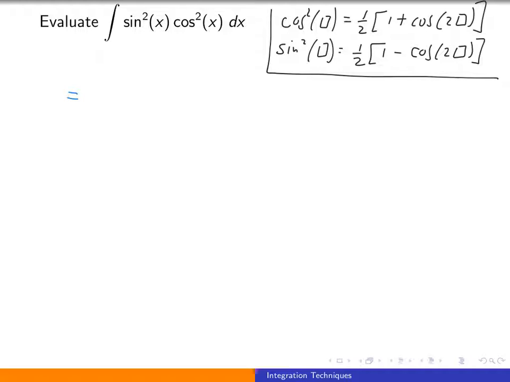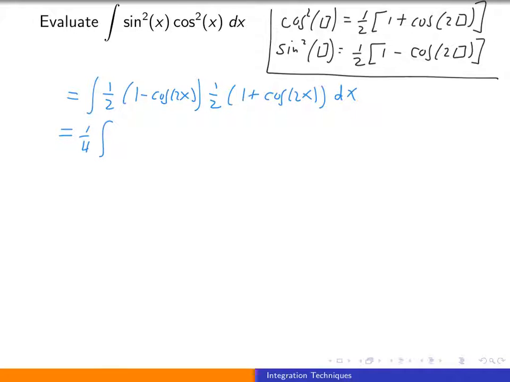So sine squared is 1/2 the quantity 1 minus cosine 2x. And cosine squared is 1/2 the quantity 1 plus cosine 2x. And immediately we can do some nice algebraic simplifications. 1/2 times 1/2 pulls out front as a 1/4. And what we are integrating is 1 minus cosine times 1 plus cosine. But this just gives us our difference of squares formula. It will be that first thing squared, the 1, minus the second thing squared, cosine squared of 2x.